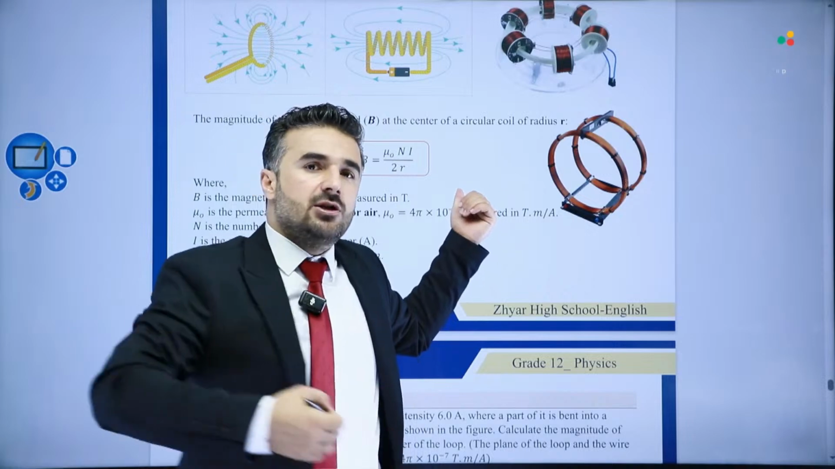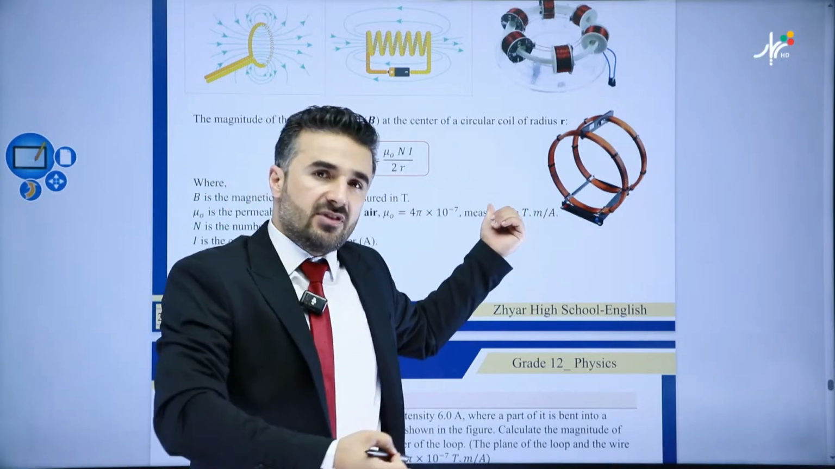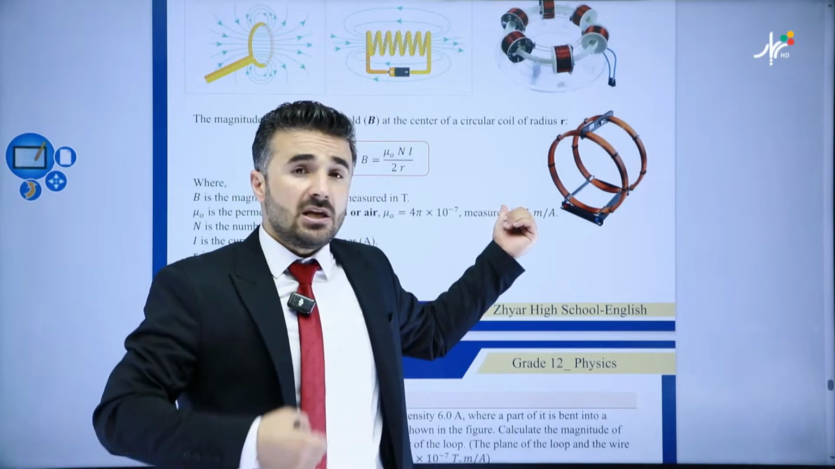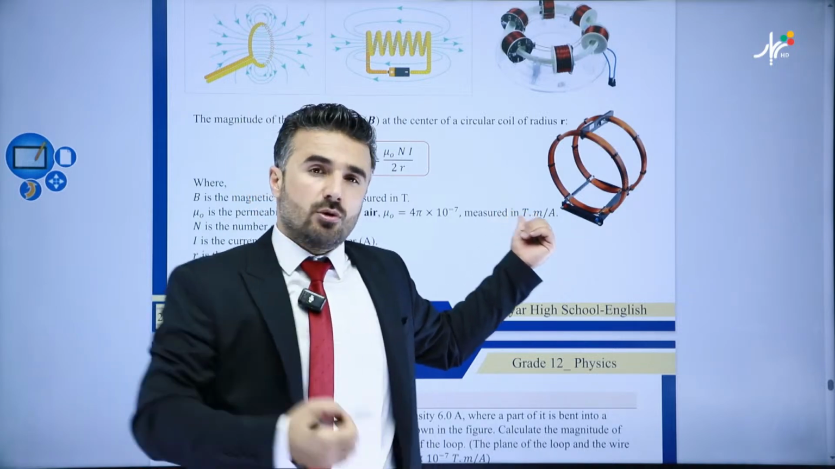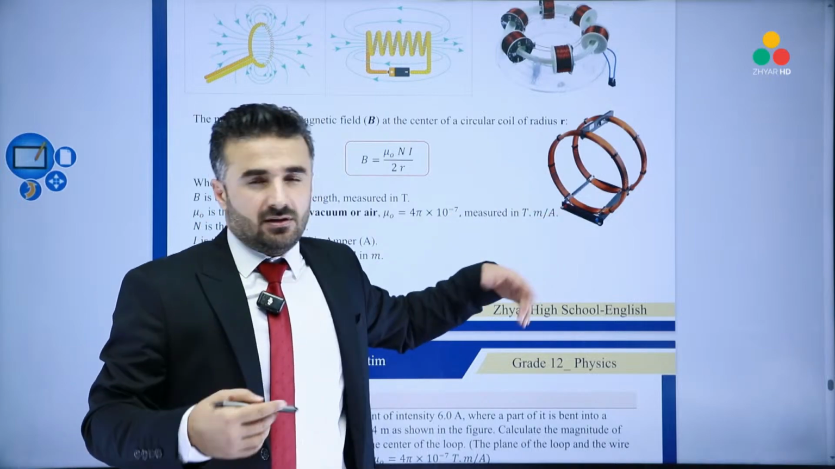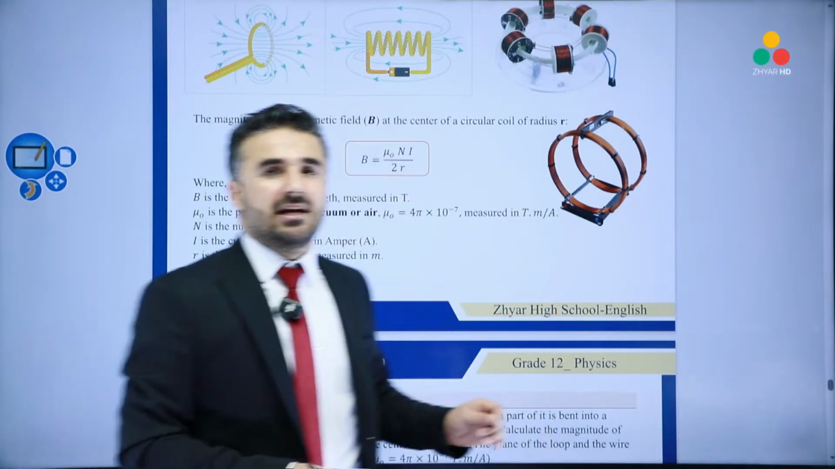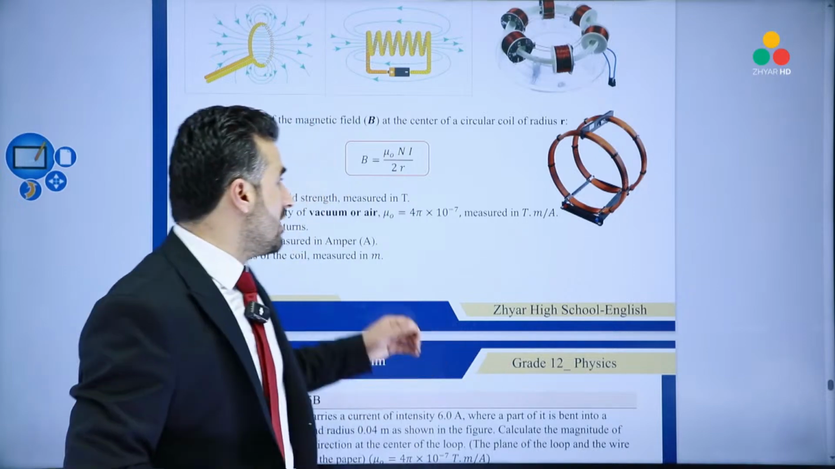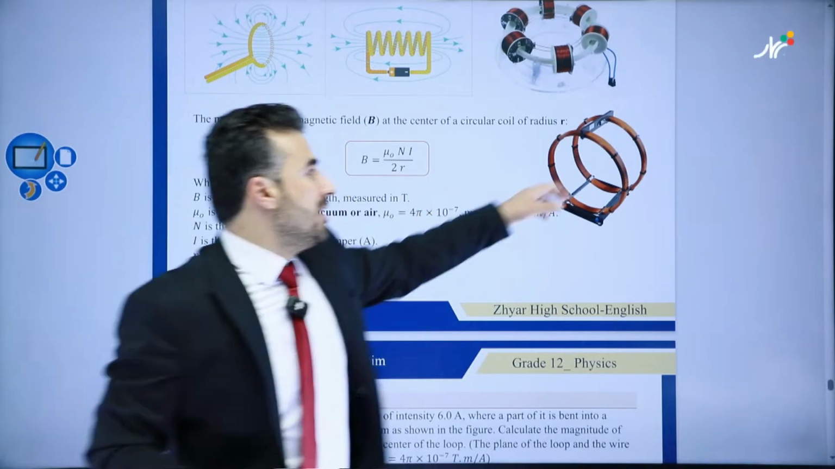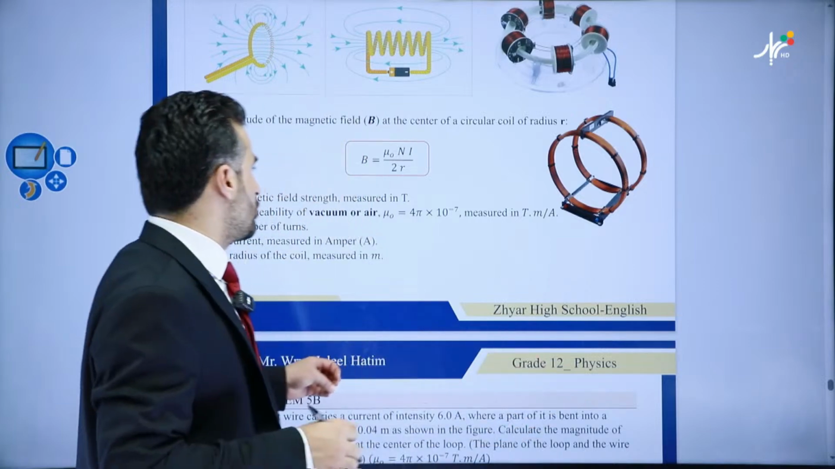So by increasing the turns, the magnetic field strength increases. But it depends on the strength of the current intensity. Higher current produces a stronger magnetic field strength around the coil. And then, of course, it is inversely proportional to the radius of the coil. So the bigger the radius, the less the magnetic field strength here.